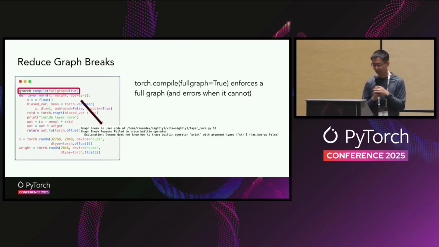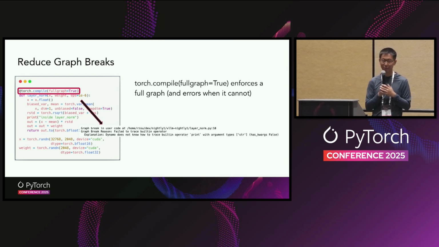Sorry, before I go to removing the print statement, another way to figure out where your graph breaks are is to call Torch.compile with fullgraph=True. It'll straight up error if it sees a graph break, with the same message that TLParse would have shown you.